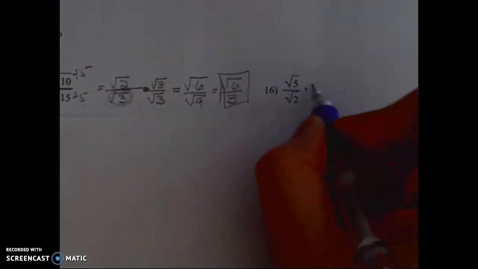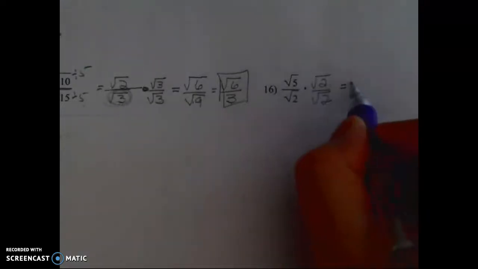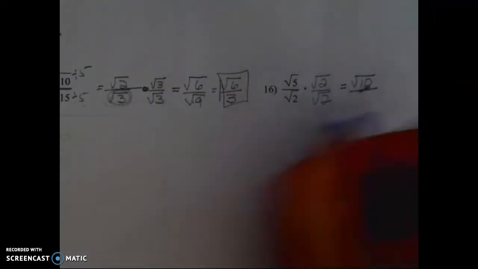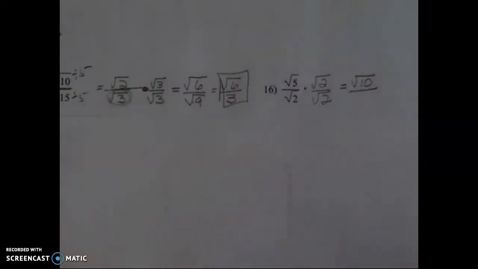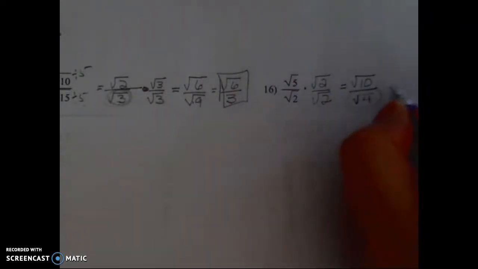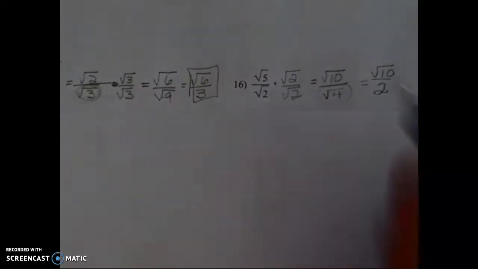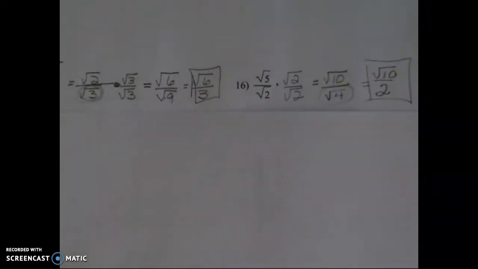Number 16, there's no perfect squares, no simplifying. We are going to rationalize the denominator by multiplying it by the root of 2 over the root of 2. This gets me 5 times 2 is 10. 2 times 2 is 4. Isn't that convenient? This is a perfect square. It pushes it out into a whole number. Isn't that magical? It's mathemagical. Whoops, sorry. Whoop, there it is.